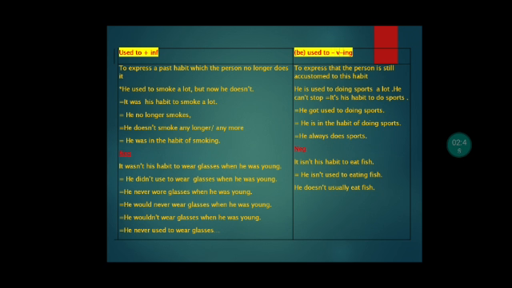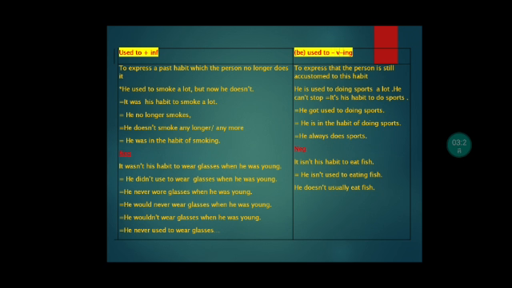So we have many different ways to get the negative of used to. We can say didn't use to. We can say never plus the past: he never wore glasses when he was young. We can also say would never plus infinitive, or he wouldn't plus infinitive. Also we can say he never used to wear glasses.